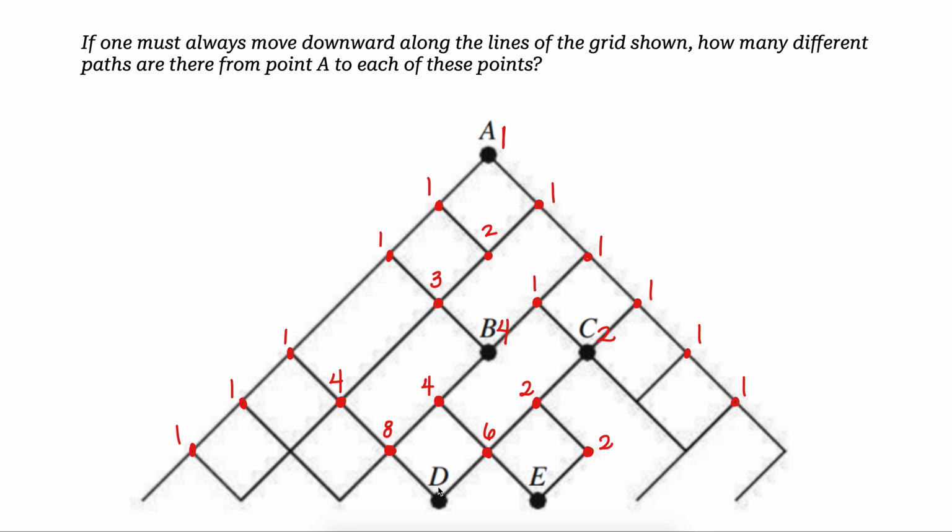So for D and E, D: 8 plus 6 is going to equal 14. E: 6 plus 2 is 8. So there's 14 ways to reach point D, only 8 to reach point E.